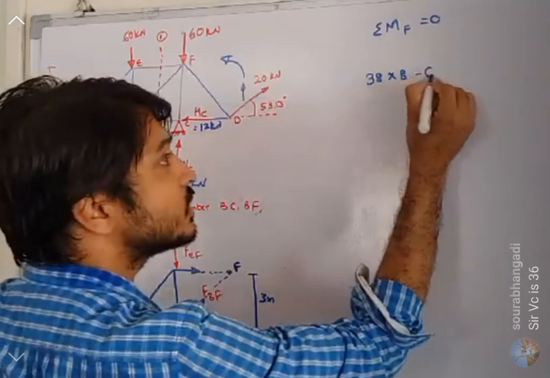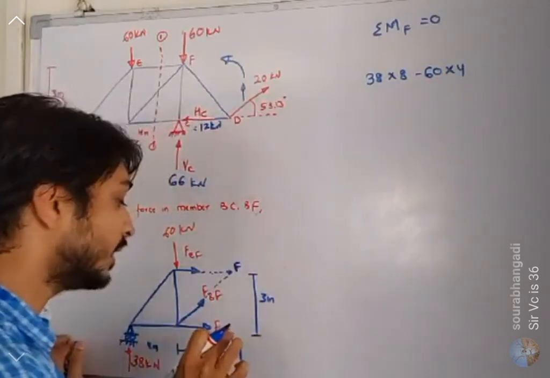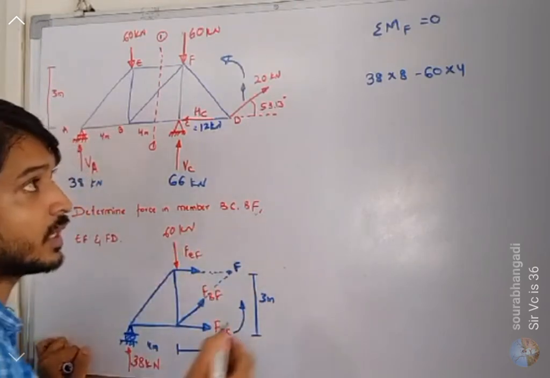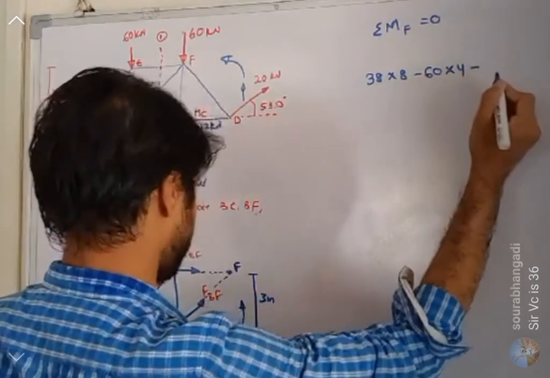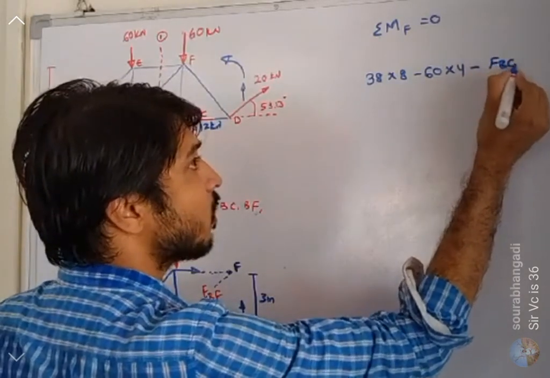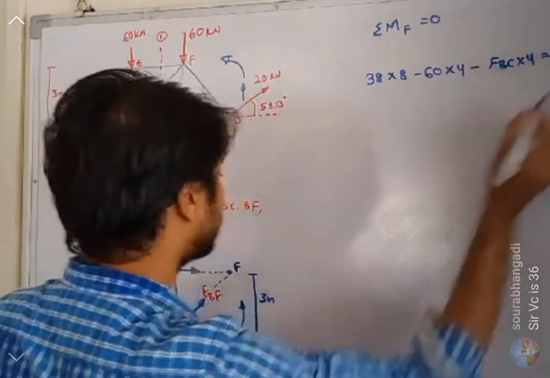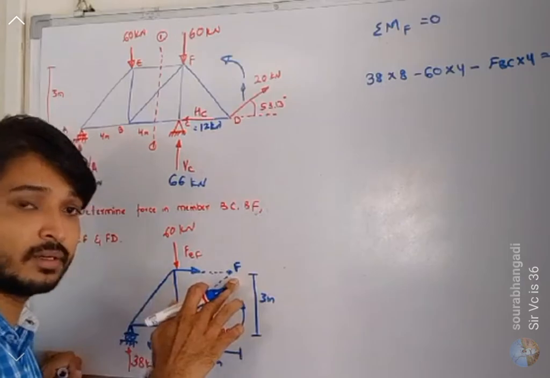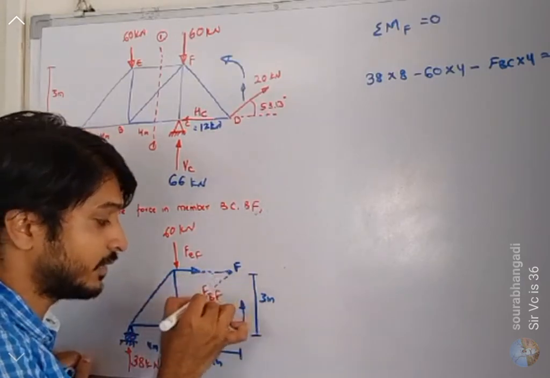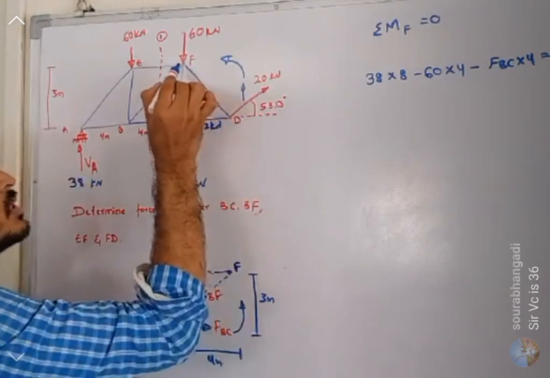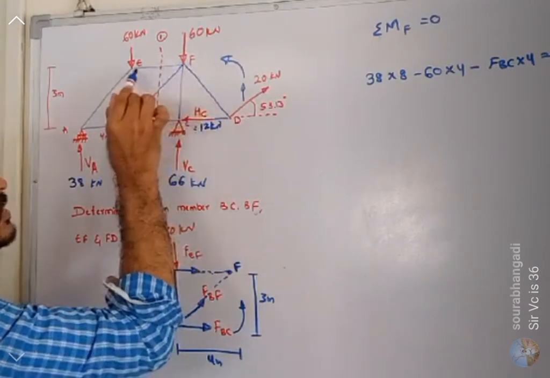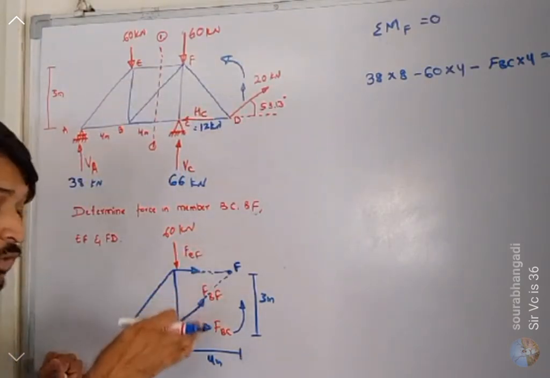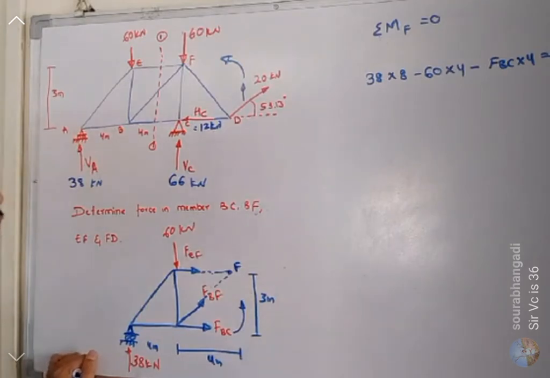So minus 60 into 4, and then FBC. This will create anti-clockwise moment, so therefore minus FBC into 4 is equals to 0. I have not taken FBF and FEF. Why? Because they are meeting at the same joint F only, right? If I extend this line and this line, they will meet at point F. This member is also joining F, and this member is also joining F. Here I have taken all the forces as tension only. Let me see whether we get tension or compression later.